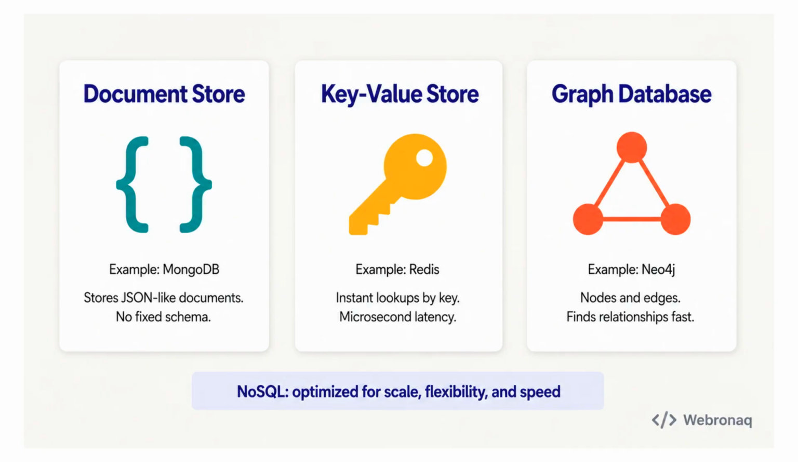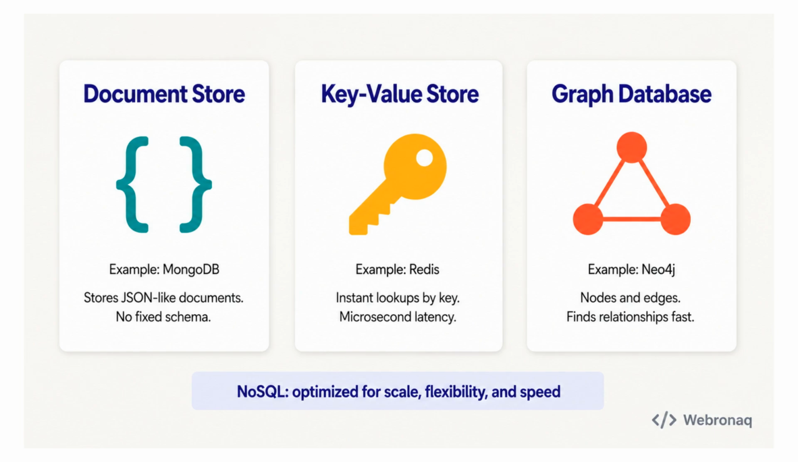NoSQL does not mean NoSQL at all. It means not only SQL, and it covers several different storage models. A document store like MongoDB keeps data as flexible JSON-like documents, so you can iterate on your schema without rewriting tables. A key value store like Redis maps a key directly to a value and responds in microseconds, which makes it perfect for caching sessions and leaderboards. A graph database like Neo4j stores nodes and edges and excels at finding relationships in connected data, like social networks or fraud detection. Each model trades the rigid structure of tables for speed and flexibility in one specific dimension.